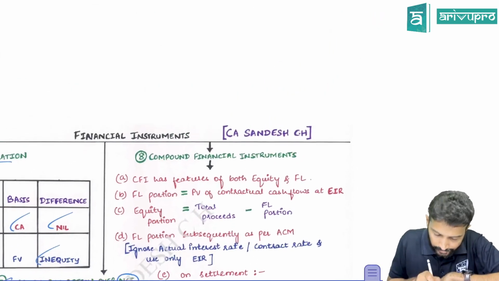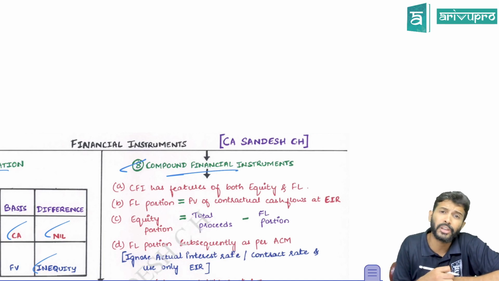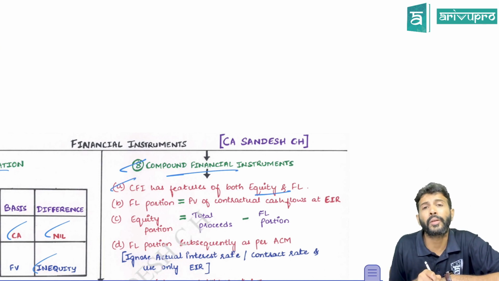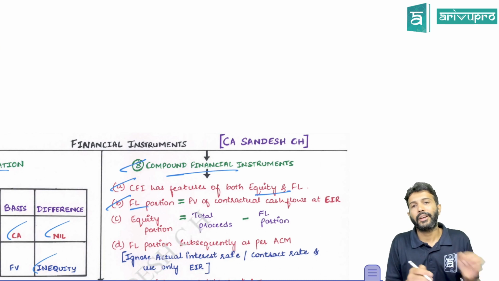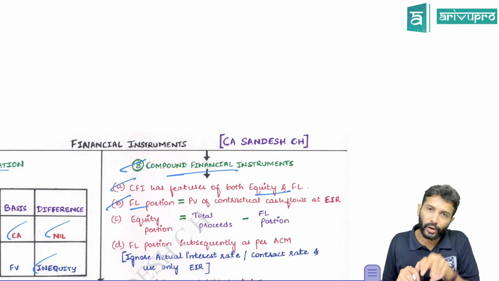Okay. All right. Next is compound financial instrument. Compound financial instruments are those instruments which have features of both financial liability and equity. That means what we have to do? We have to separate them. How do you separate? How do you find out the financial liability? The value of the financial liability we find out by finding the fair value. And how do you get that fair value?